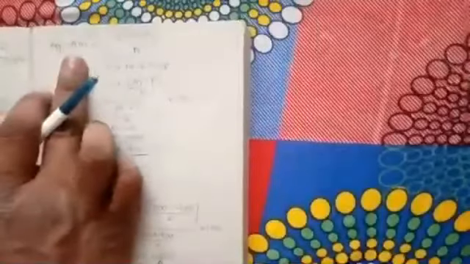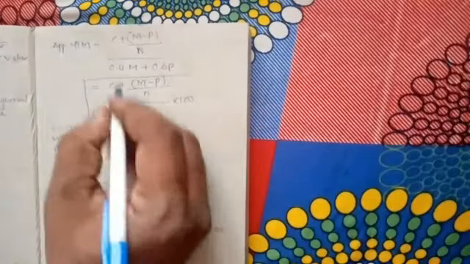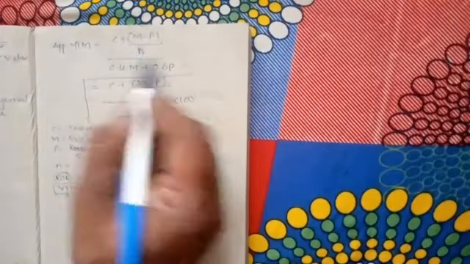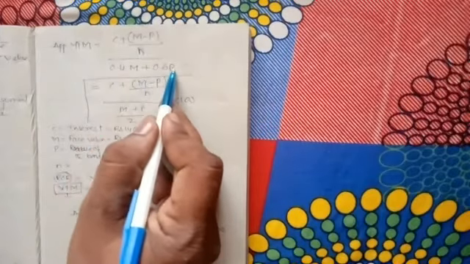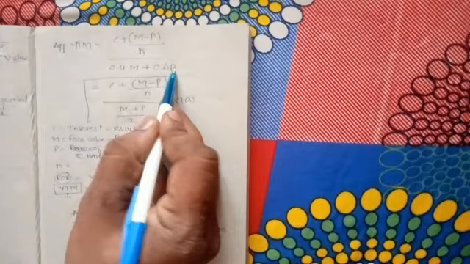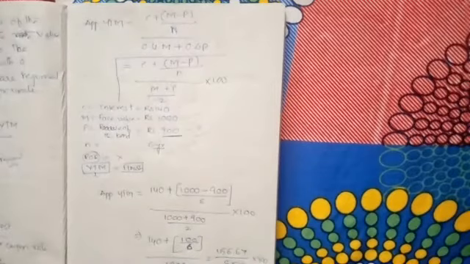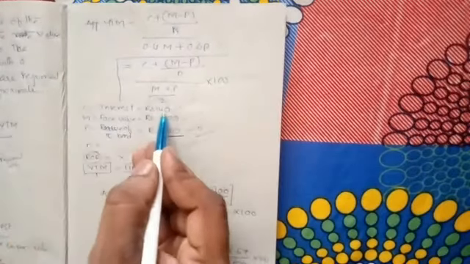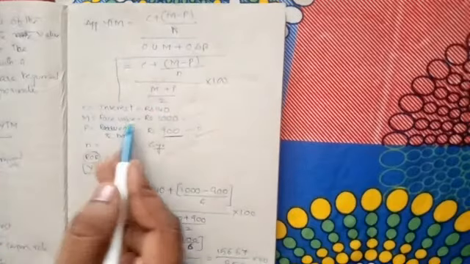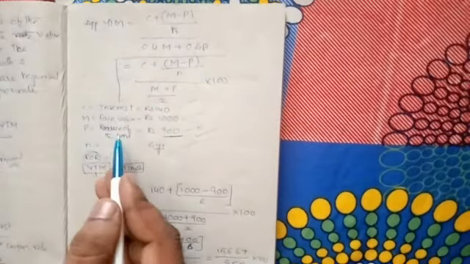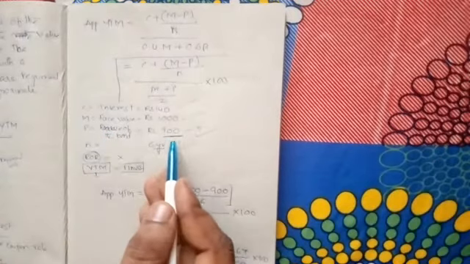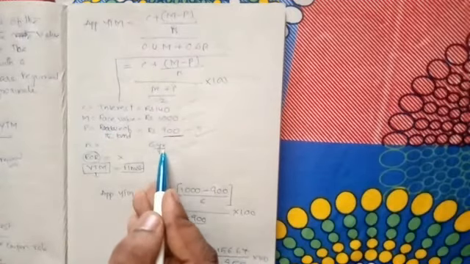Now, approximate YTM, what is the formula? I told you there are two formulas. One, (C plus (M minus P) divided by N) whole divided by (0.4 into M plus 0.6 into P), or (C plus (M minus P) divided by N) whole divided by ((M plus P) divided by 2), into 100. You will get an approximate, it is not exact. Now, C is 140. M is the face value, that is 1000. And P is the present value of the bond, that is 900. N is equal to 6 years.